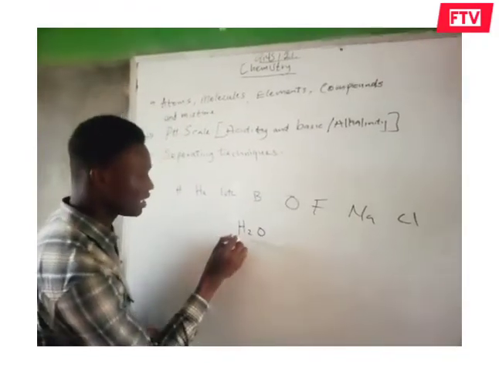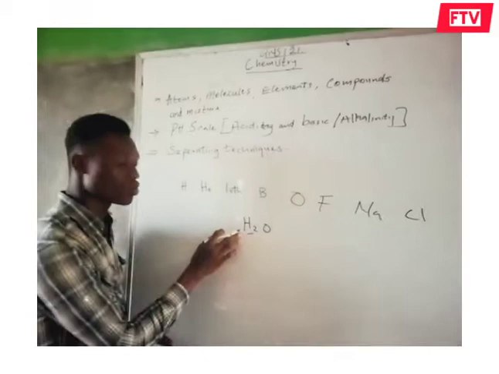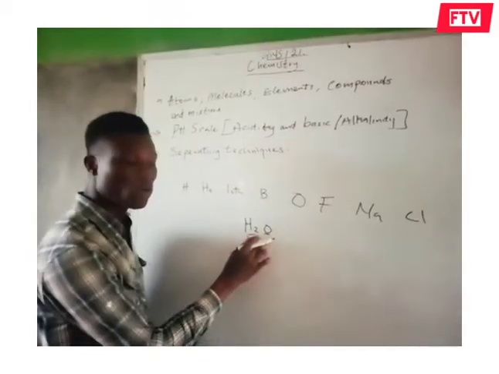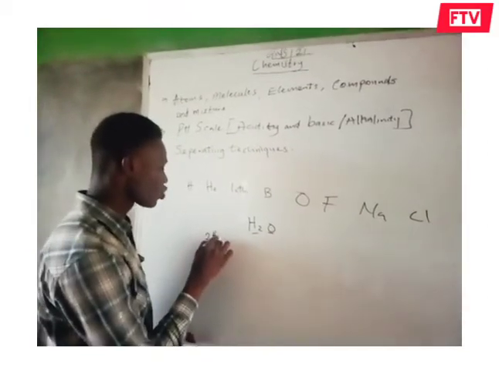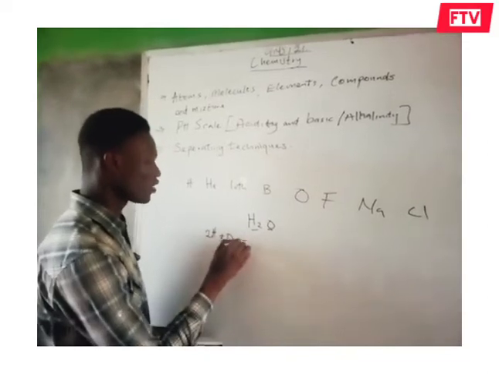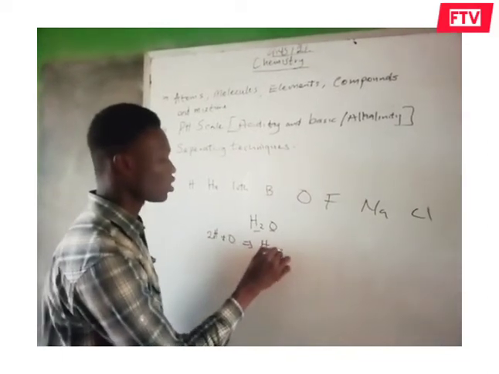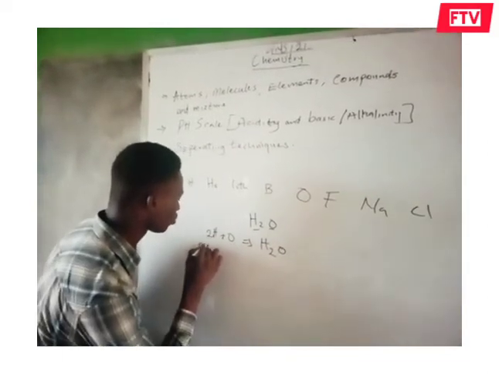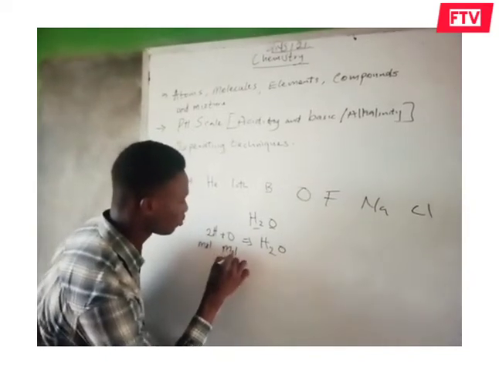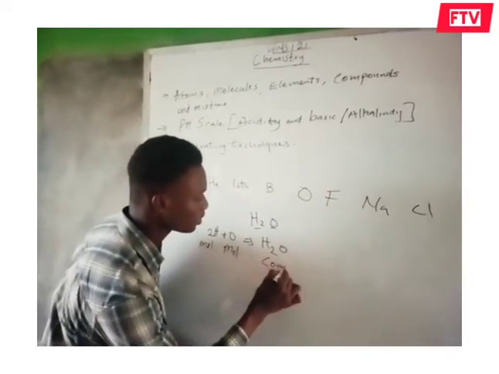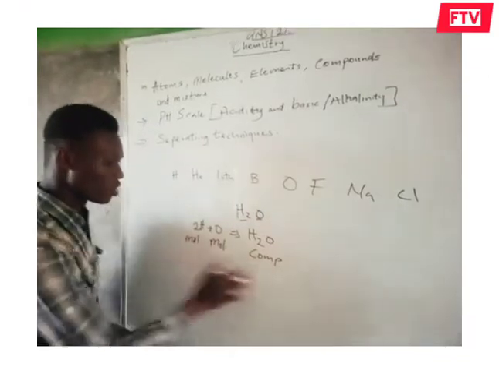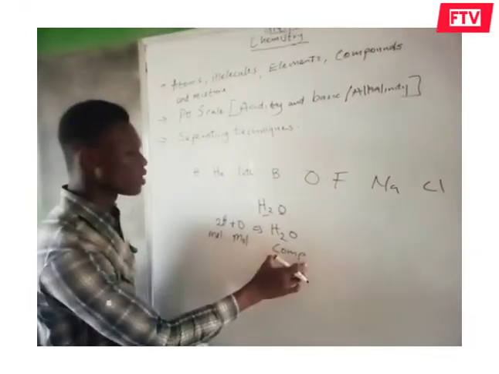I said in this H2O you have two molecules of hydrogen and what? One molecule of oxygen. That is two different molecules coming together to give us what? Water, which is a compound. This is a molecule giving us what? A compound. So, denoting this, a compound is what?